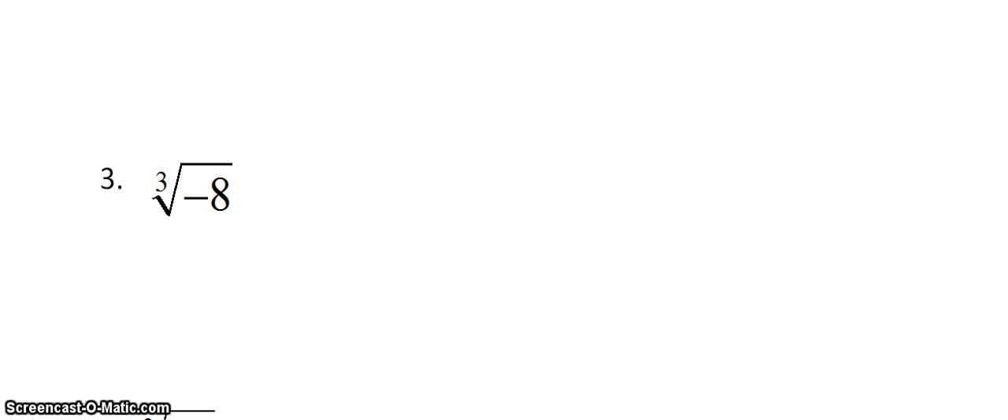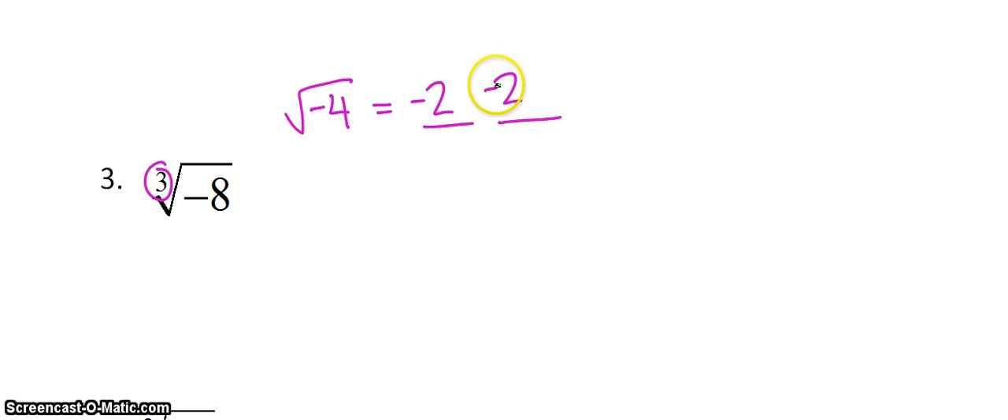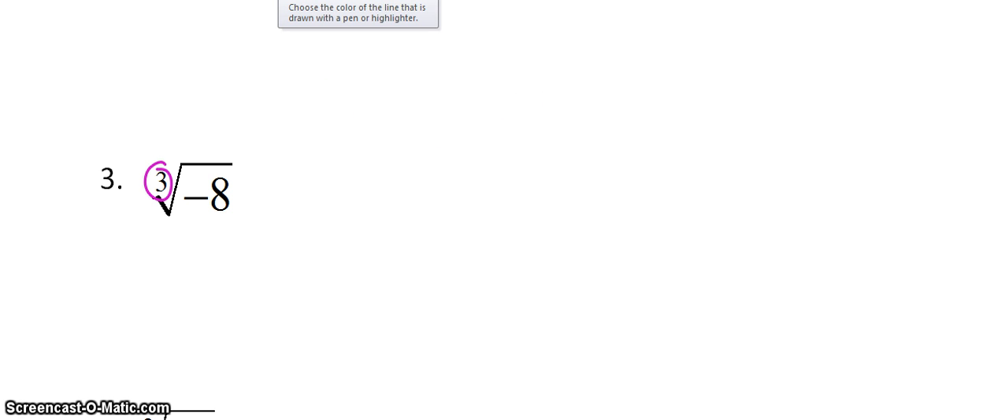Number 3 is the cube root, now that 3 is the index, of negative 8. So the 3 tells you you want to find something that when you multiply it 3 times, it'll give you negative 8. You may have heard before that you can't take the square root of a negative number, which is true because a square root asks you what can you multiply 2 times to give you that radicand. And is there anything you can multiply by itself 2 times to give you a negative? No, that won't work, so you can't take the square root of a negative number, at least with real numbers.